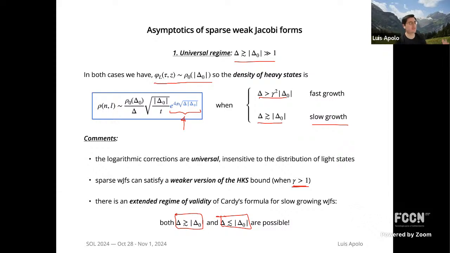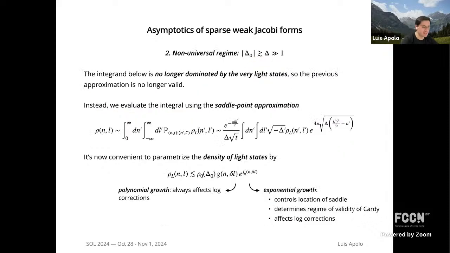So this motivates us to look at what we now call the non-universal regime. So the non-universal regime is described by this formula. So here, the discriminant delta is less than delta naught, which is the value for the most polar state. So in this case, it turns out that the integrand down here is no longer dominated by the very light states. So the previous approximations are not valid. And the way that we evaluate this density of states is by doing the saddle point approximation, okay?